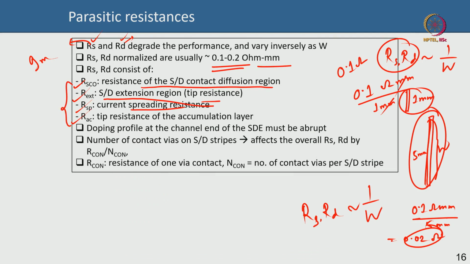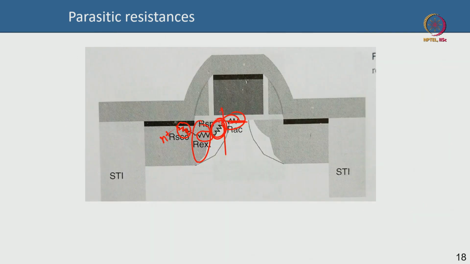Okay. To have better resistance control or minimize the resistance, your doping profile should be abrupt at the channel end of the source drain extension, which means this doping profile here has to end abruptly, that is what it means.